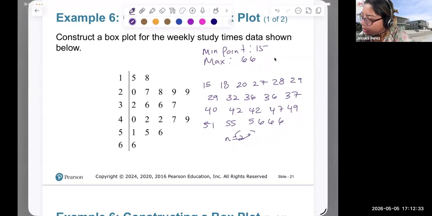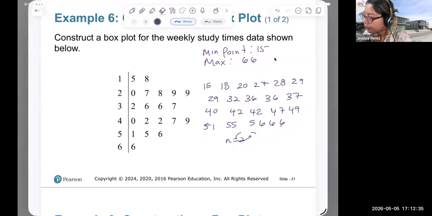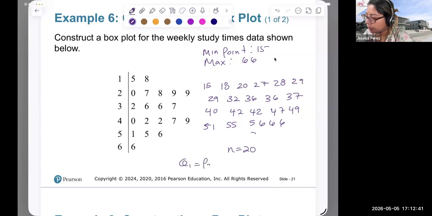So N would be 20. So we have 20 data entries. So we first want to find Q1, which is the same as P25. So then we're able to find Q1, Q2. We can also list the data values. So what I can do is I'm going to share my screen. And then we can use our calculator.